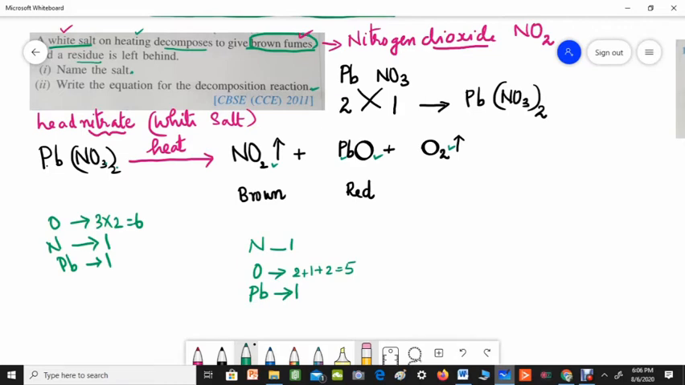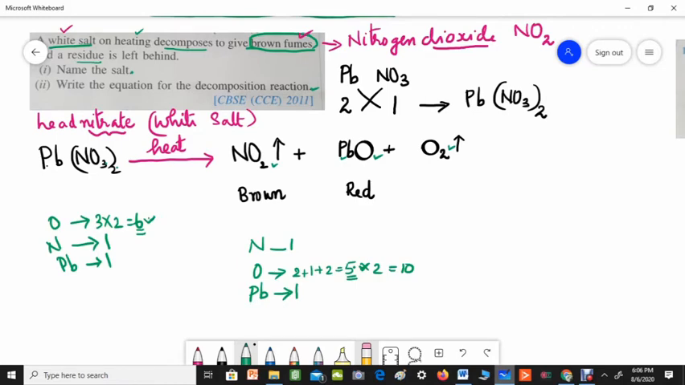How do we balance this chemical equation? Let me start with the oxygen atoms now. There are 6 oxygen atoms on the reactant side, but there are 5 oxygen atoms on the product side. It is not balanced. How can we make 5 into 6? That will be a little difficult because we are multiplying the number of atoms. If I multiply this by 2, 5 into 2 will become 10, but here it is 6 only. So I cannot make this into 10 by multiplying with 2.